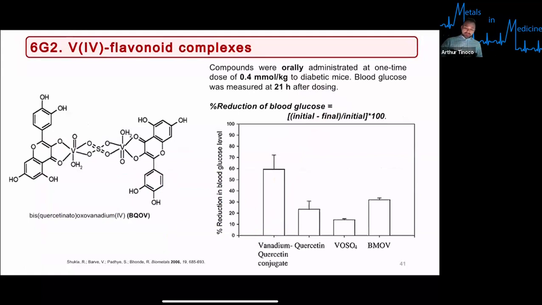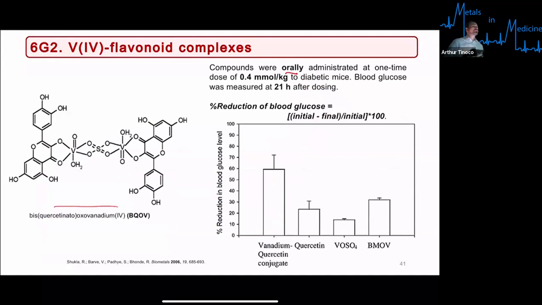All right, so here we have another compound still in line with these flavonoid complexes. So this is the depiction of the structure of that compound, the BQOV, delivered or administered orally at a one-time dose of 0.4 millimole per kilogram to diabetic mice.